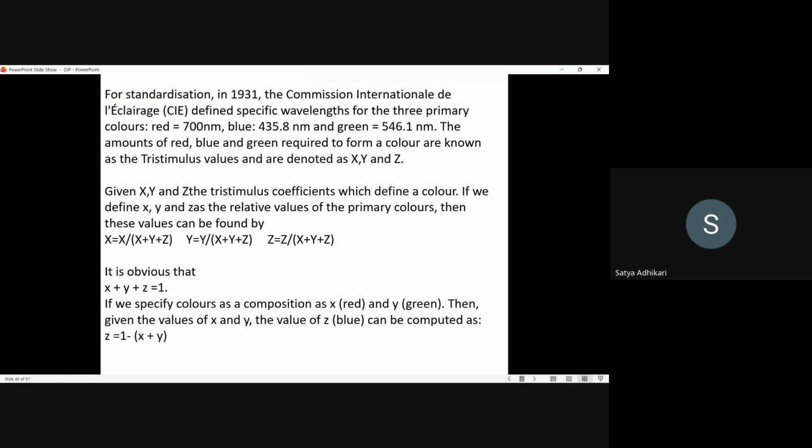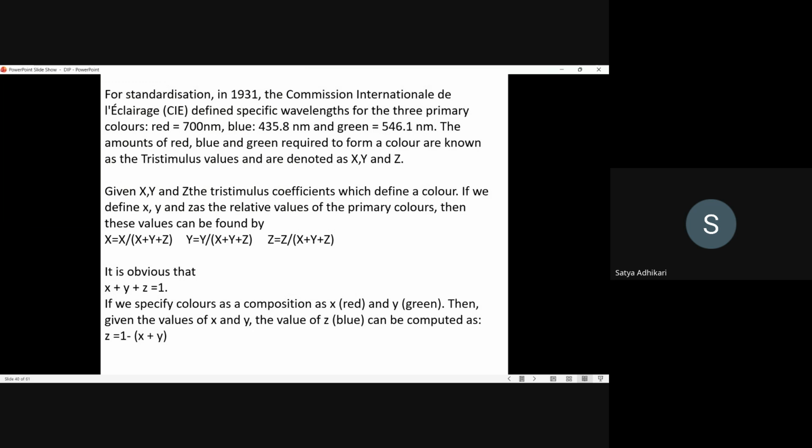The amounts of red, green, and blue required to form a color are known as its stimulus values and are denoted by X, Y, and Z. How much of these three colors is required to form another new color? X, Y, and Z are the stimulus coefficients which define a color. If we define x, y, and z as the relative values of the primary colors, then x equals X by X plus Y plus Z, y equals Y by X plus Y plus Z, and z equals Z by X plus Y plus Z. So it is obvious that x plus y plus z equals 1.